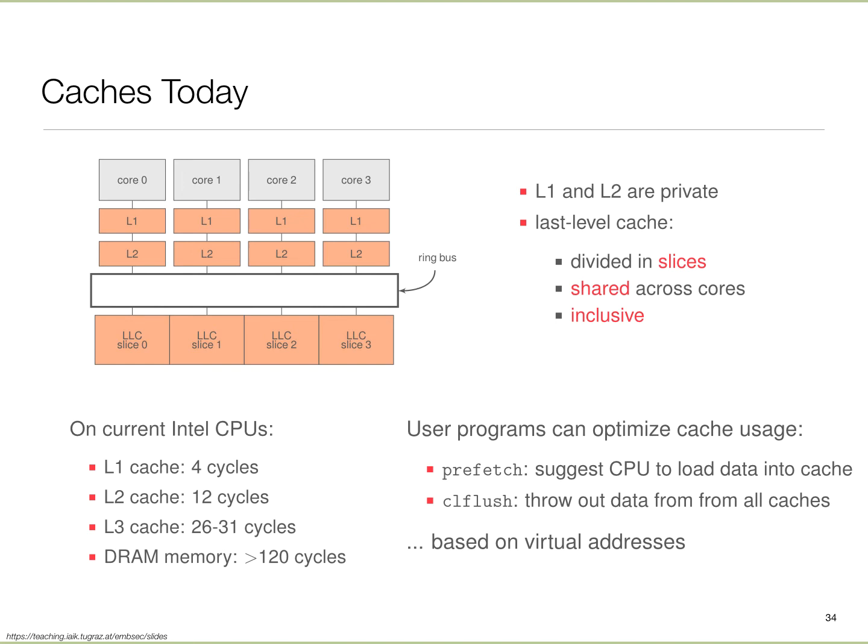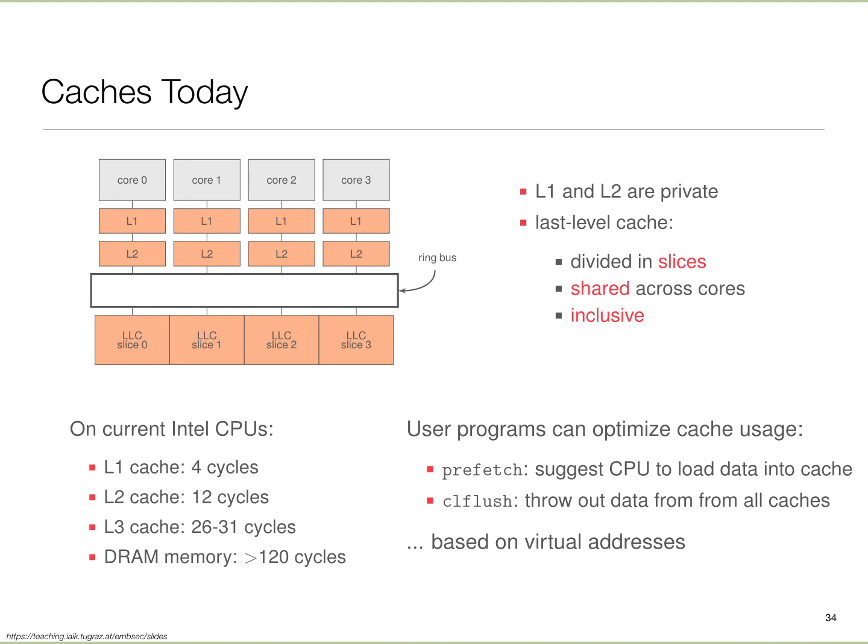So on current Intel CPUs, just to get an idea, on any CPU really, the first level cache would be slower than a register. When you access a register, it's like a single cycle. L1 cache, 4 cycles, L2 cache, 12 cycles, L3 cache, 25 to 30 or so cycles, DRAM, hundreds of cycles. Okay. So basically the speed difference is what drives this whole memory structure.